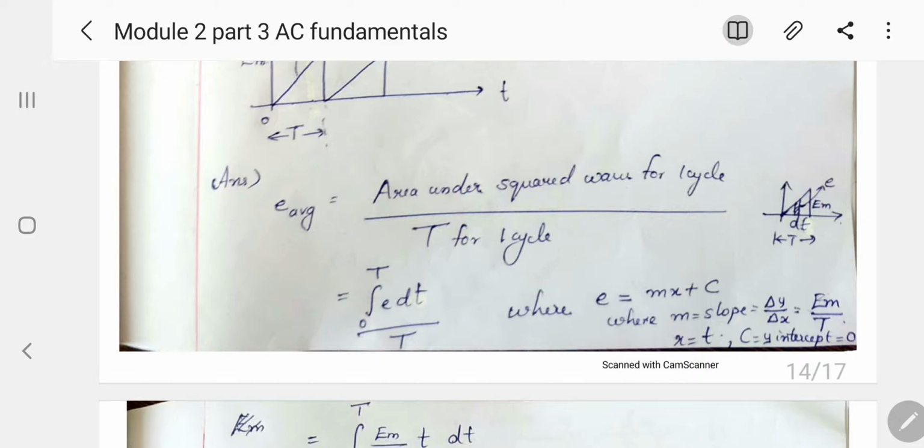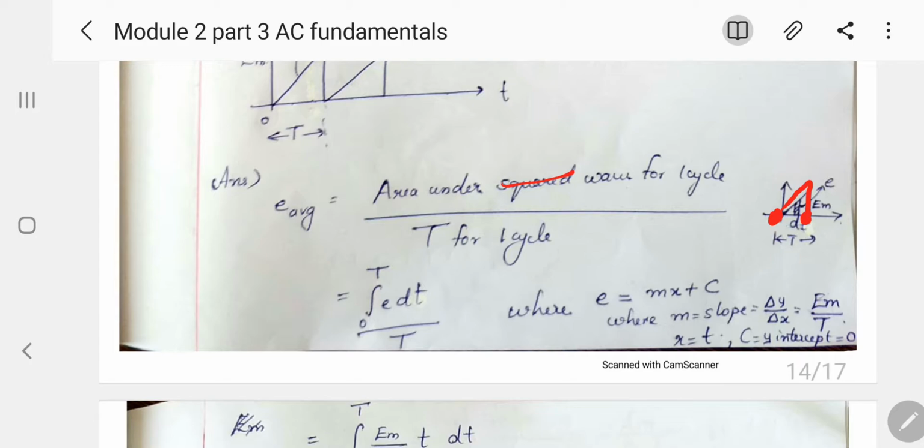Here I have mentioned a squared wave, it is not a squared wave. Area under the wave for one cycle divided by time period for one cycle. How can we find the area of one cycle? Using the integration method. You can see this is the line and we are going to find the area from 0 till T.